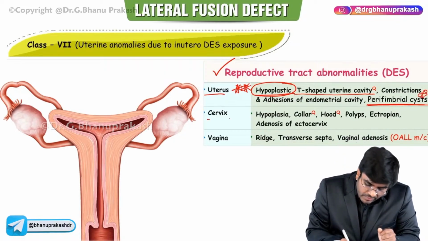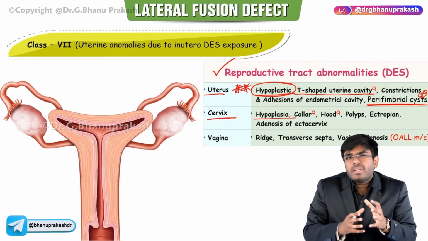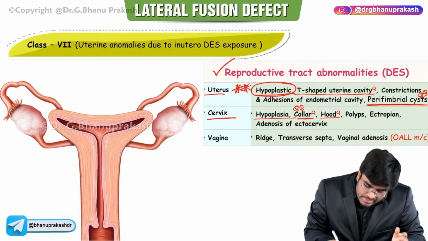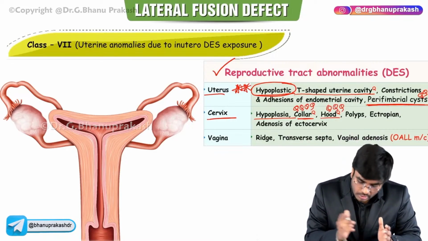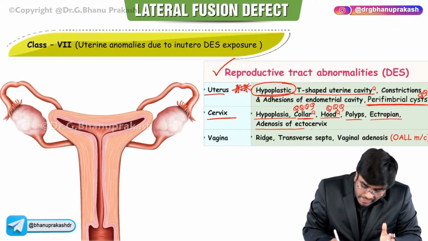Now, what about the cervix? The cervix can have hypoplasia. It may present with a collar or hood. See, these are MCQs. A cervix with a collar or hood is seen with exposure to diethylstilbestrol. Polyps can be seen, ectropion can be seen. This is very important: adenosis of the ectocervix.